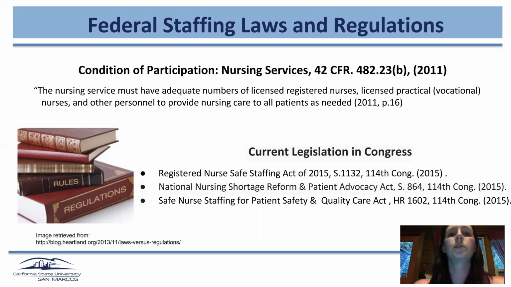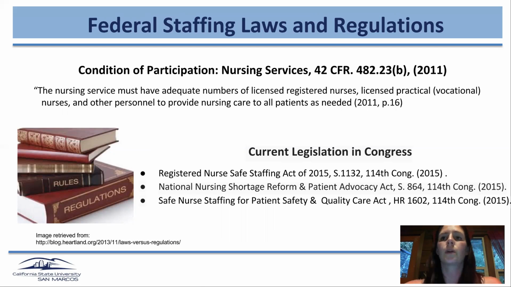Current national legislation introduced under the 114th Congress include an ANA-endorsed bill, the Registered Nurse Safe Staffing Act of 2015, as well as the National Nurse Shortage Reform and Patient Advocacy Act, and the Safe Nurse Staffing for Patient Safety and Quality Care Act. The Registered Nurse Safe Staffing Act of 2015 was introduced to the Senate by Oregon Senator Jeff Merkley in April 2015, and would require a plan to have, quote, appropriate number of registered nurses to provide direct patient care in each unit and on each shift of the hospital to ensure staffing levels that, one, address the unique characteristics of the patient and hospital units, and two, result in the delivery of safe, quality patient care consistent with specific requirements, end quote.